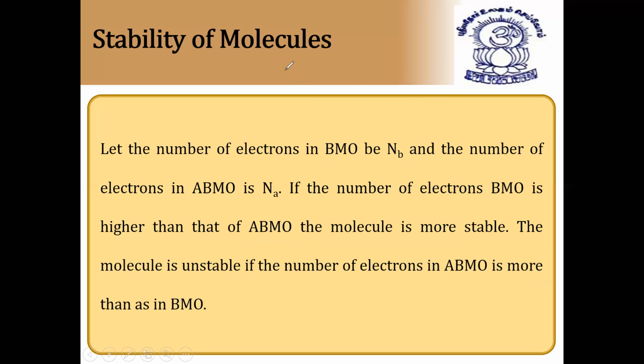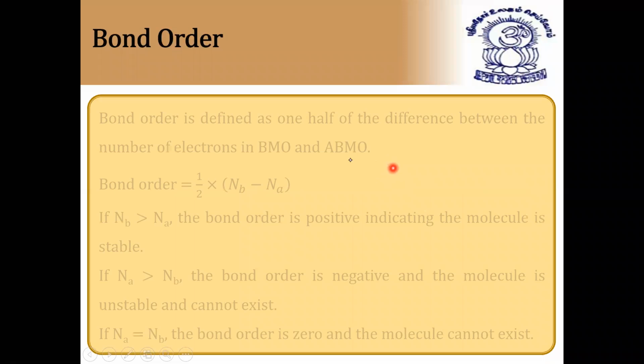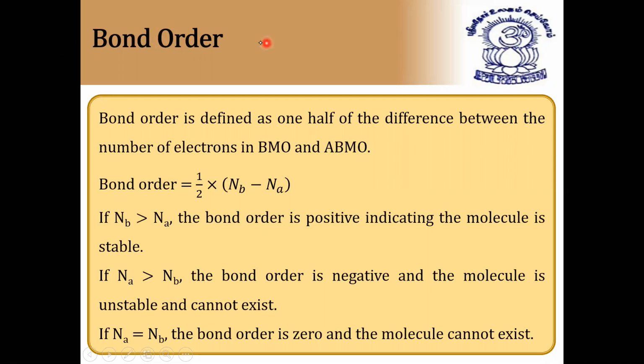Next, how to find bond order. This is also very, very important. They will ask what is the bond order of nitrogen, oxygen, helium, neon, etc., up to 20 electrons. So what is bond order? It is defined as one half of the difference between the number of electrons in bonding and anti-bonding molecular orbitals. So the simple formula: bond order is equal to half into (Nb minus Na).